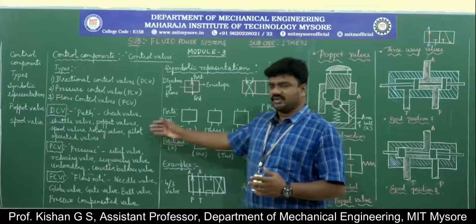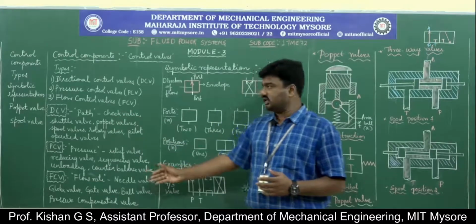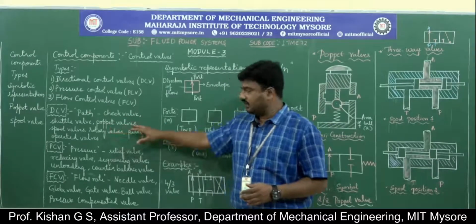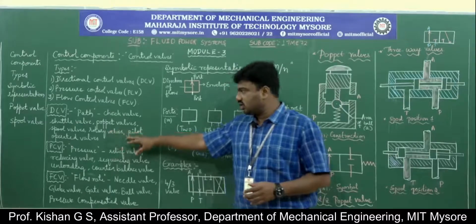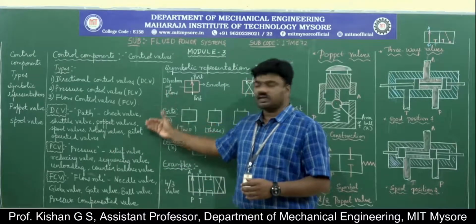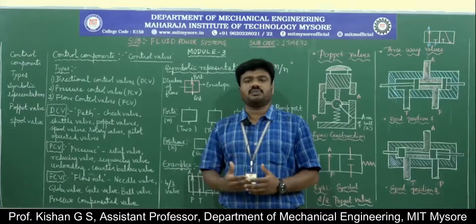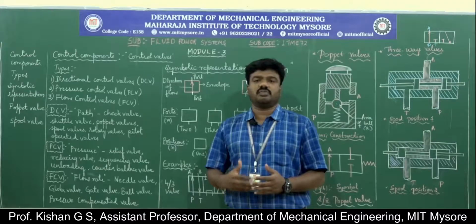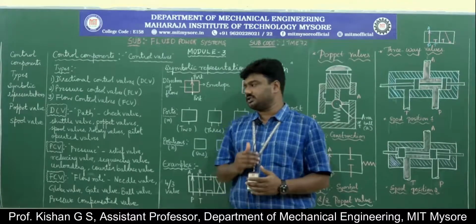So we have different examples of these three valves here. Under direction control valve, we have check valve, shuttle valve, poppet valve, spool valves, rotary valves, and pilot operated valves. So when we start studying each and every type of valve, we will understand its constructional principle, its working, and where actually these types of valve will be considered, that is its application.